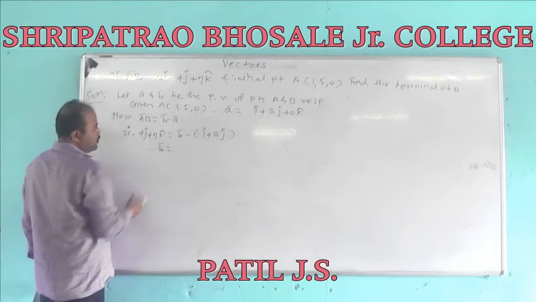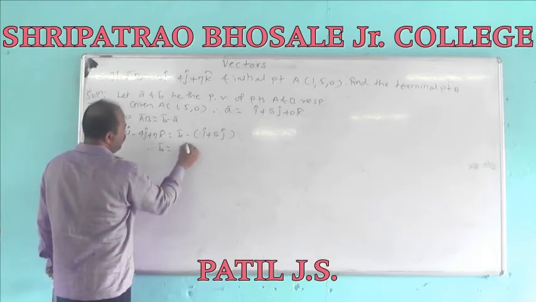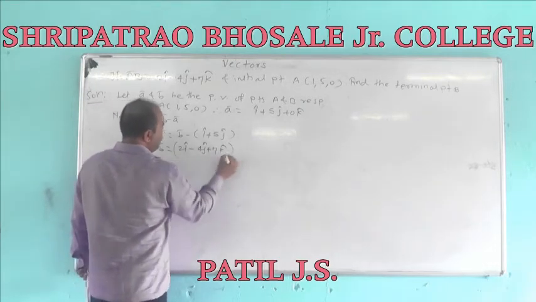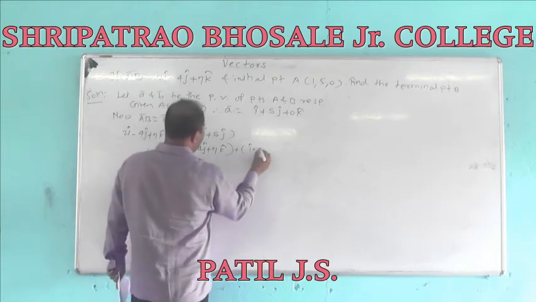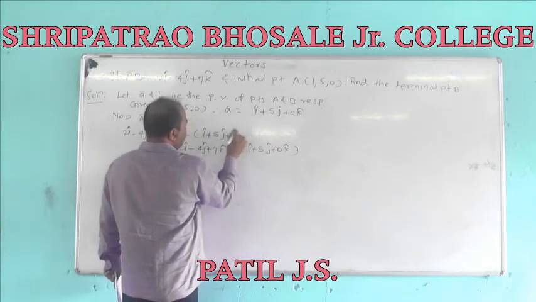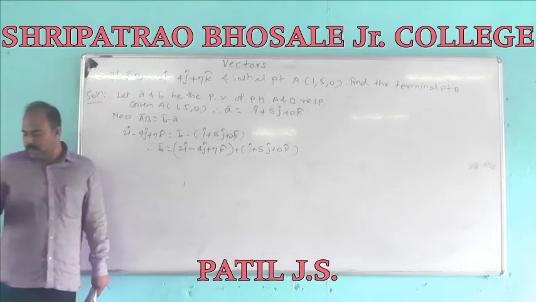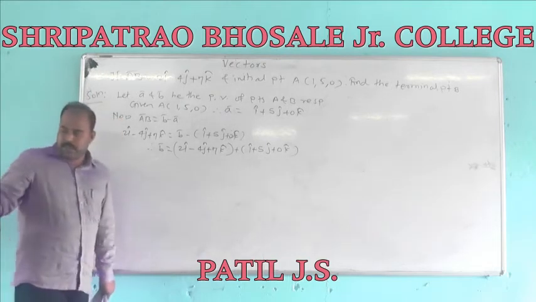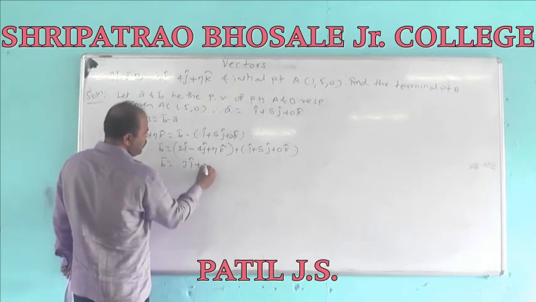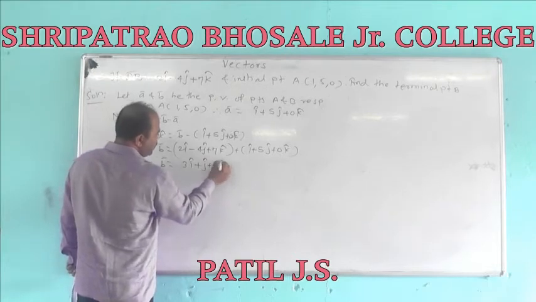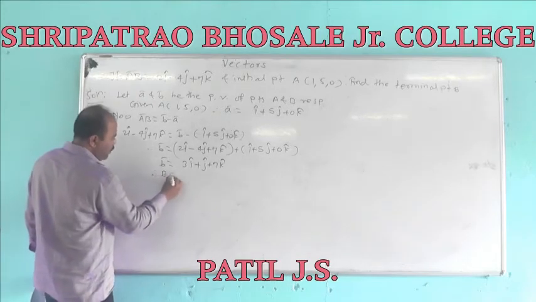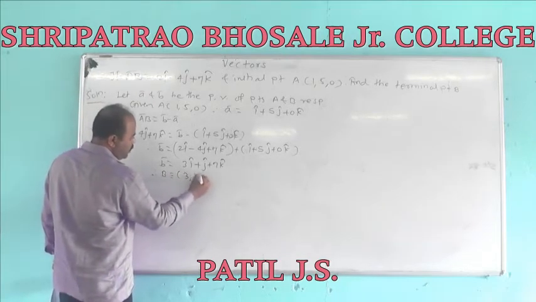Therefore, this B bar is equal to 2i cap minus 4j cap plus 7k cap plus i cap plus 5j cap plus 0k cap. Therefore, this B bar is equal to i cap plus j cap plus 7k cap. This is the unit position vector. Therefore, the point B is equivalent to (1, 1, 7).